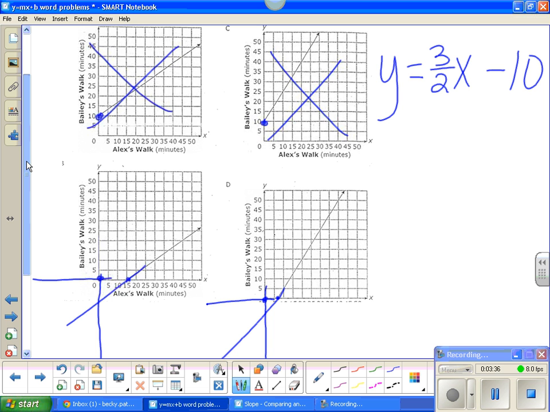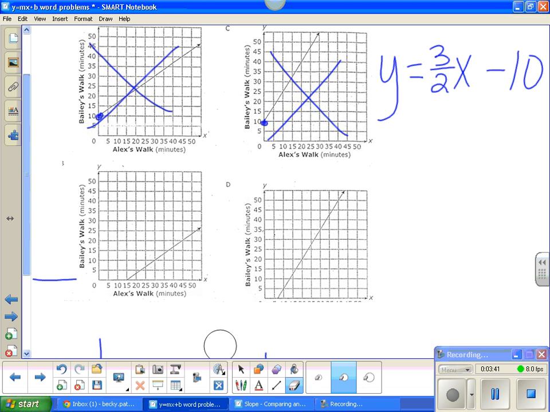So let's erase this so we can see. I'm looking for up 3, right 2. I like this point. It crosses exactly, so I can use that. Up 3, right 2 does not seem to fit. So let's try this one. I can't use this point right here because it doesn't cross at an exact point, but I can use this one. Up 3, right 2. Bingo.